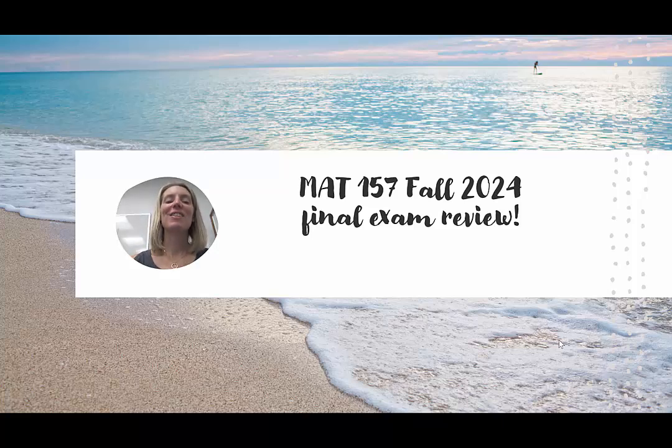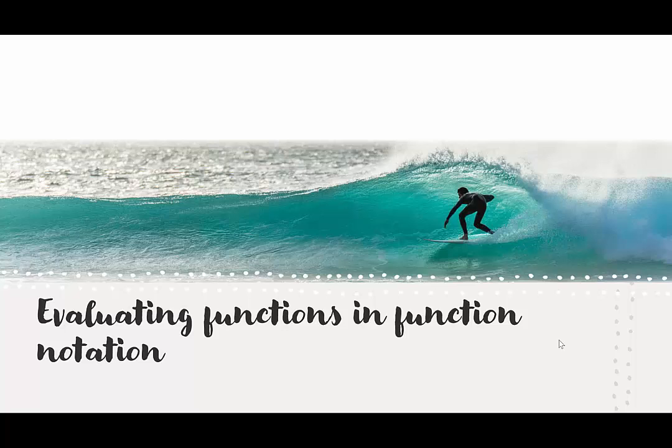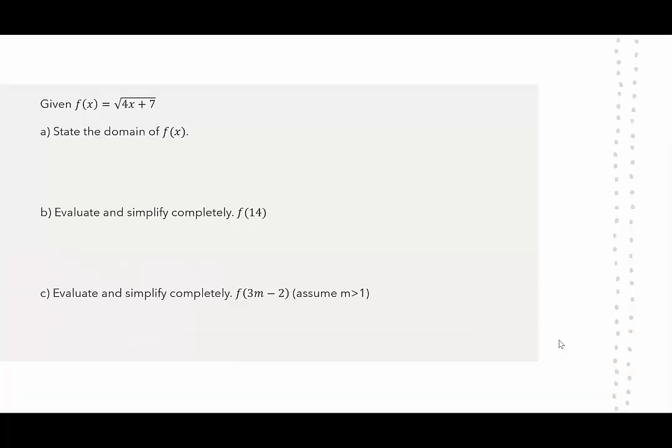Hi! This is the Math 157 final exam review question about functions. So let's take a look at evaluating functions in function notation. We're given f of x, so f is our function, and it is the square root of 4x plus 7. So first we want to state the domain of the square root function.